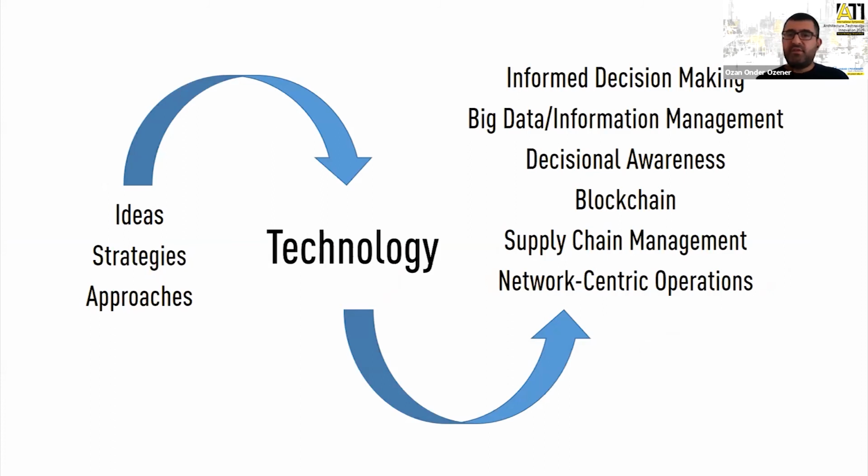Maybe these are new things that I put out there for big data, information management, and to have a certain level of decisional awareness. There are different technologies out there right now, like blockchain, supply chain management, and network-centric operations, that are related to the technology that you are using. I gave this example for the manufacturing and construction industry, but again, it is your lens, your particular vision, of how to use it and how to adopt it.